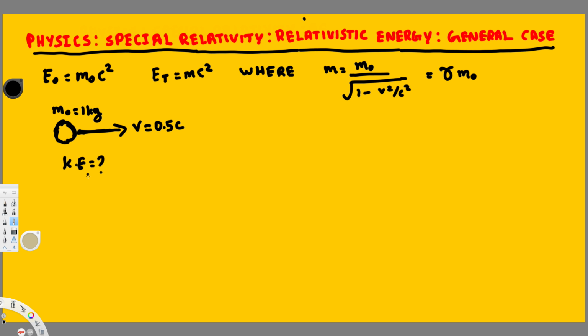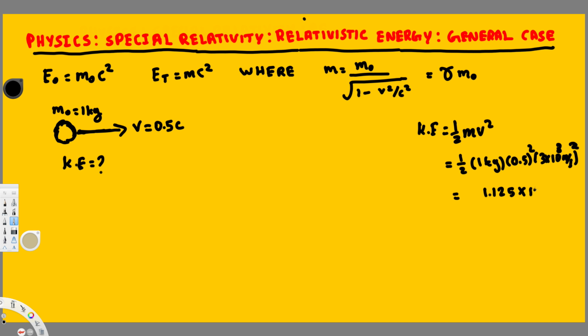And you may remember the old equation that we mostly use, that is KE equal to half mv squared. If you apply this in this equation, let's see what we get. From this one, we know that half times mass is 1 kilogram times velocity is 0.5 c, so this is going to be 0.5 squared times 3 times 10 to the power of 8 meters per second squared, right? And if you calculate this value, you will get 1.125 times 10 to the power of 16 joules.